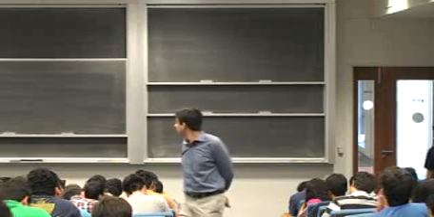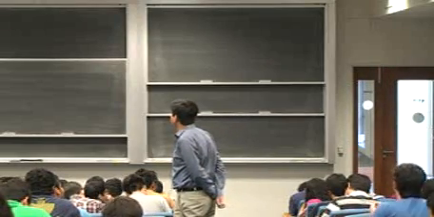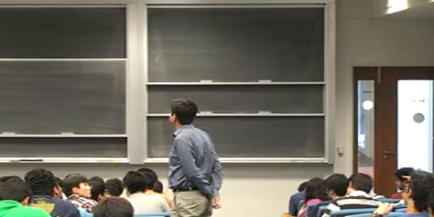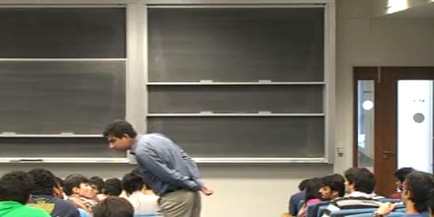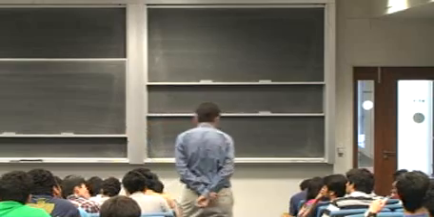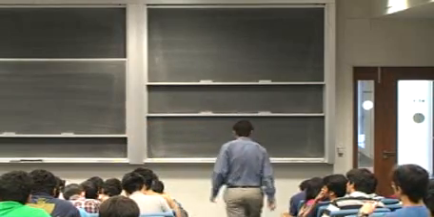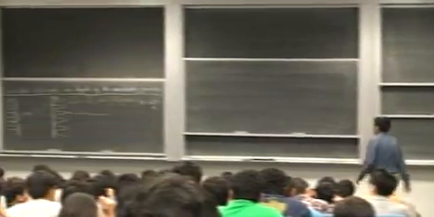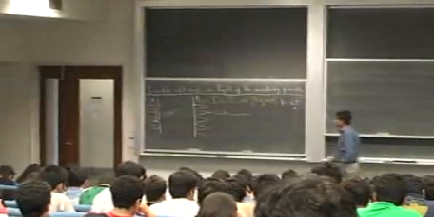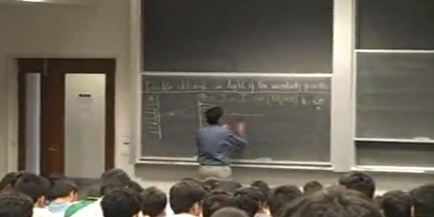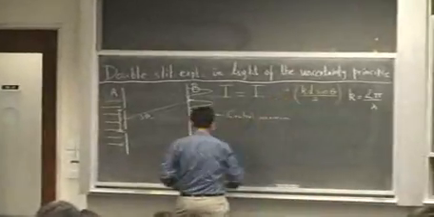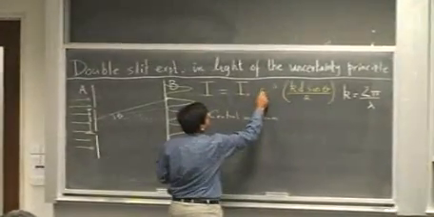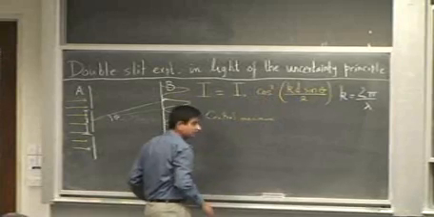Sorry? Cos square theta. I not cos square. Sorry? Isn't that I not cos theta? I not cos square. Okay. This is I naught cosine squared. Thank you.